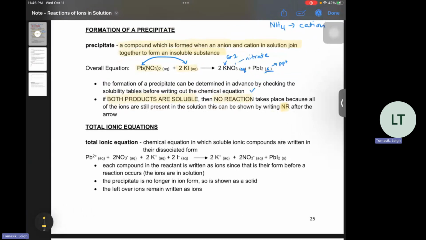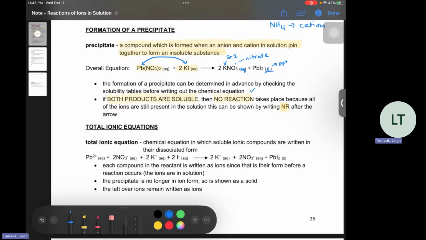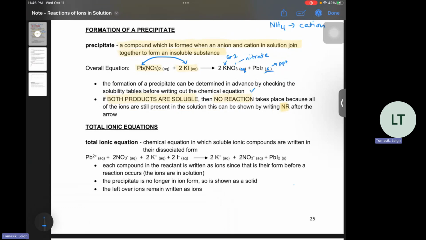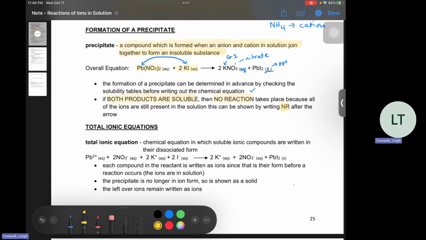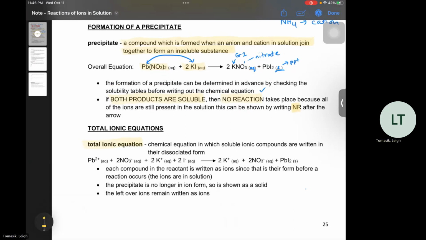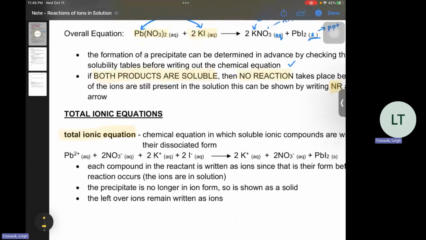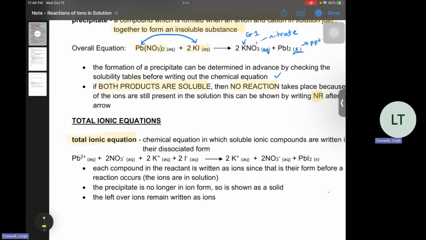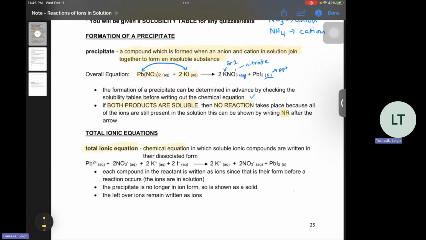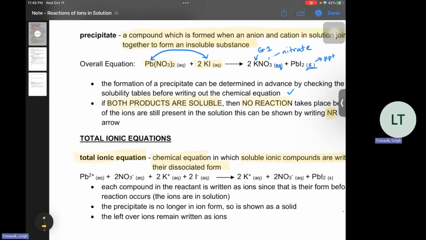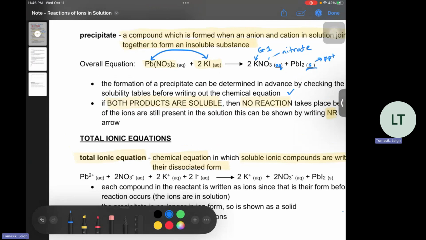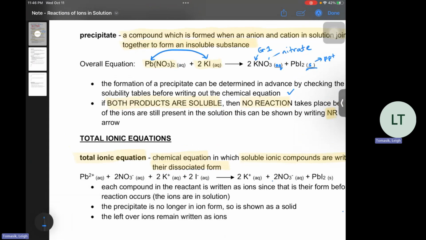Okay, so I want to talk about different ways that we can represent double displacement reactions now that we're thinking about them in terms of ions. And the first way that we can represent this is a total ionic equation. So this is a chemical equation, right? Everything is in formulas, in which soluble ionic compounds are written in their dissociated form. So this is the same equation as the overall equation, okay?